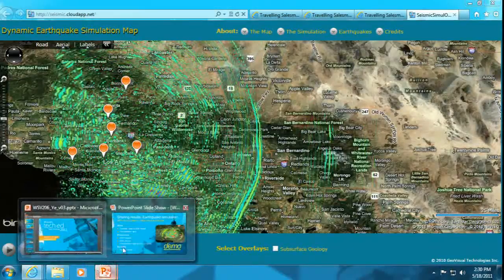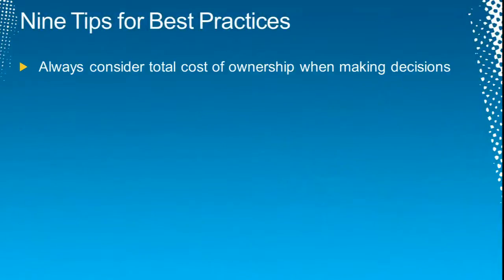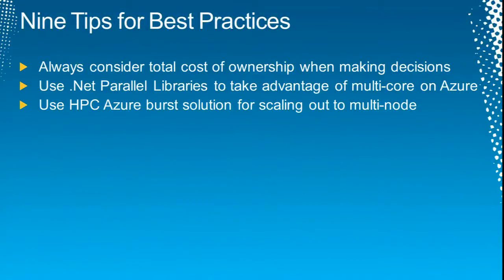Let me go back to my PowerPoint. So here's the summary. I have 9 tips for best practices when you are working with Azure and HPC. The first thing is to always consider the total cost of ownership. If you can use Azure and you don't have a data center, Azure is a perfect solution for you. And your barrier for entry is simply one node. You just have to install it on a head node, and now you suddenly have the power of Azure.